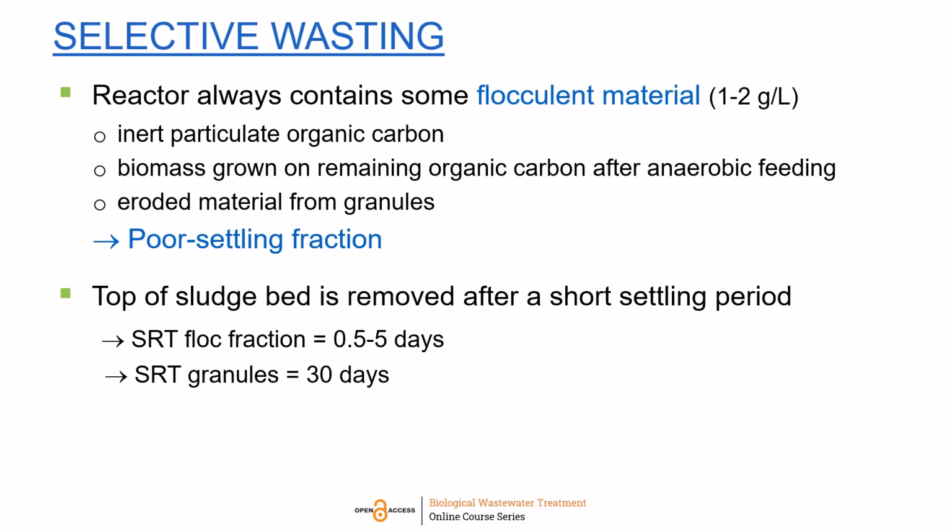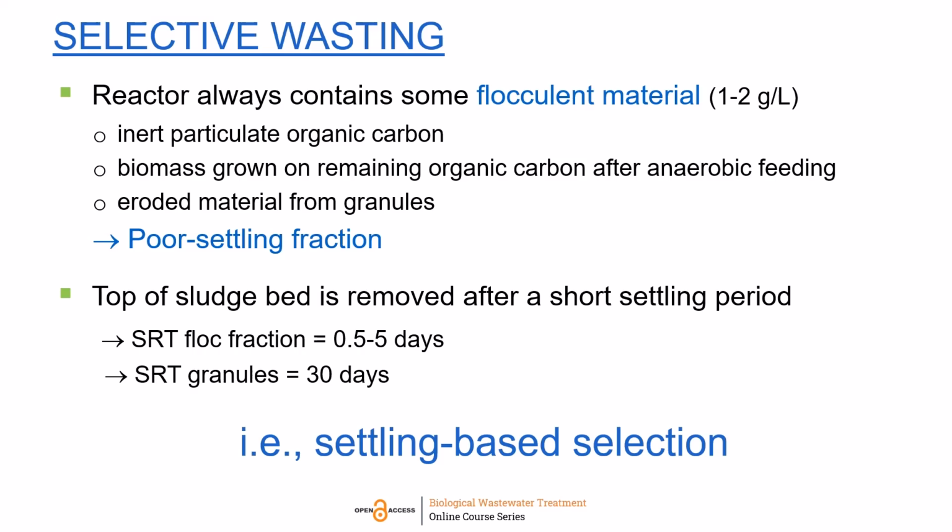In selective wasting, the top of the sludge bed is removed after a short settling period. As a result, the flocculent biomass fraction in the reactor will be retained in the reactor for less than 5 days, while the granules will have an SRT of about 30 days. So selective wasting selects for granules based on their good settling properties.